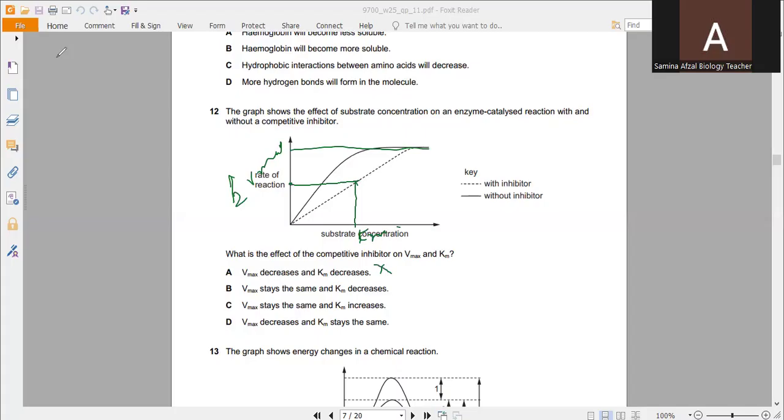So A is not the correct option. Vmax stays the same and Km decreasing? Km is increasing, not decreasing. You can see it is increasing. So Vmax stays the same and Km increases. You can see this is without inhibitor and this is with inhibitor. So C, Vmax decreases and Km remains the same, is not correct. Only C is the correct option.